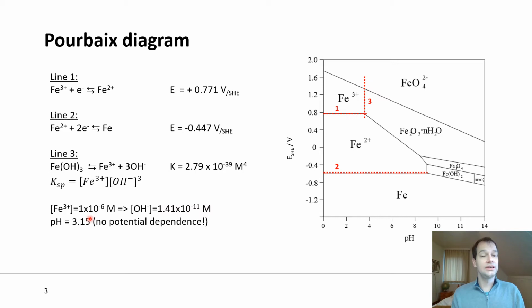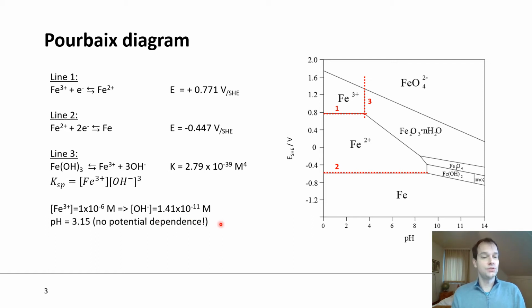So the iron 3 concentration is 10 to the minus 6. You can fill in the solubility product. We know the solubility constant, we know the iron 3 concentration, and we can deduce the corresponding OH minus concentration. In this case, it is 1.41 times 10 to the minus 11 molar.